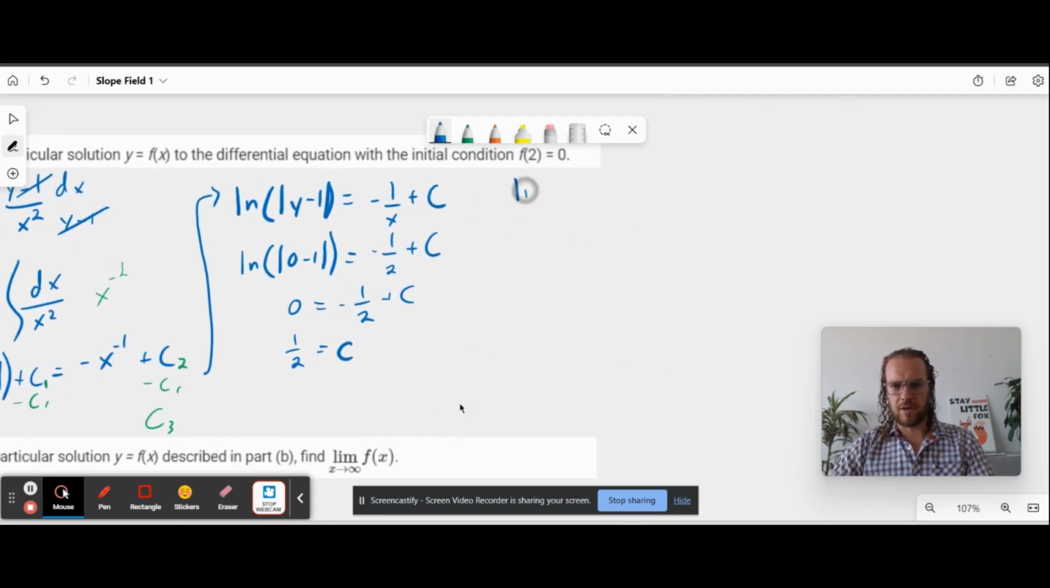So once again, we're going to go the ln of the absolute value of y minus 1 is equal to negative 1 over x plus 1/2. Okay? Now, in order to get rid of this ln, because we can't really do that, what we're trying to do now is we need to solve for it in the form of y equals something. So we need to get rid of the ln.